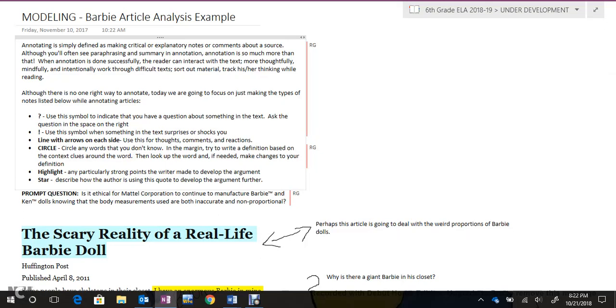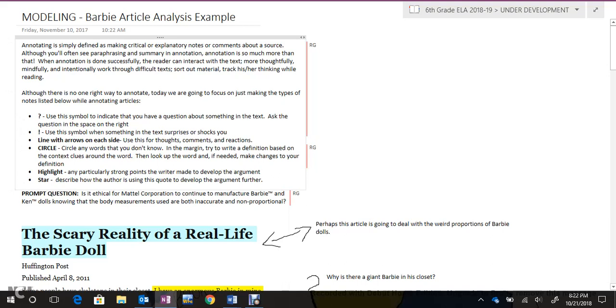You should be in the ELA resources part of OneNote. If you are not there and you're hearing this on someone else's laptop, you'll see a page that looks like this and has all of this information.